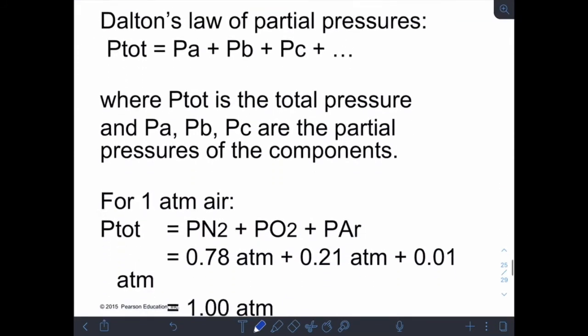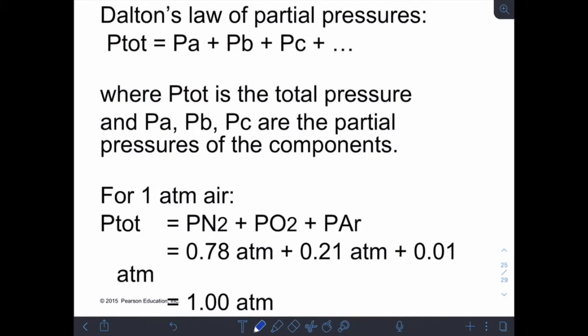In the meantime, I'd like to take a look at our next gas law, which is Dalton's law of partial pressures. The idea with Dalton's law is simply that the total pressure is just a sum of the partial pressures. So these are the partial pressures.